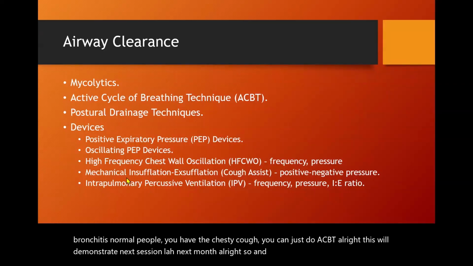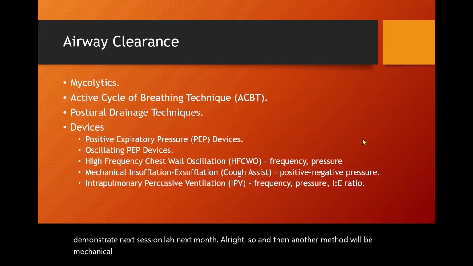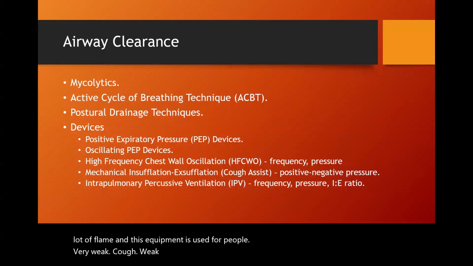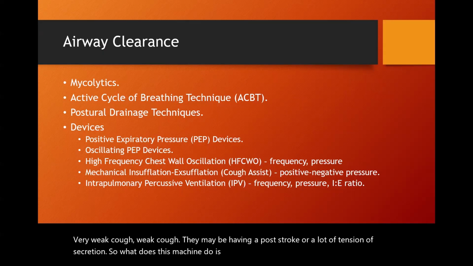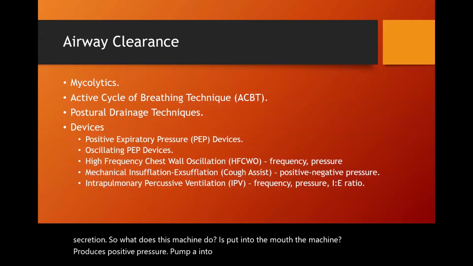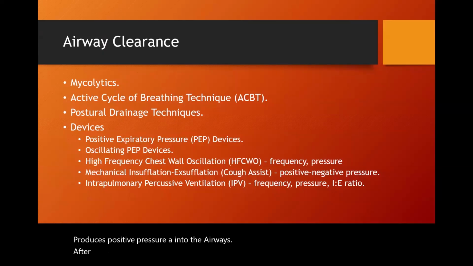Another method will be mechanical insufflation-exsufflation, the cough assist. This is equipment used when there's a lot of phlegm, for people who have a very weak cough, they may be having a post-stroke. So what does this machine do? It is put into the mouth. The machine produces positive pressure, pumps air into the airways. After several pumps, insufflation into the lungs, it will exsufflate, and then it will suck out the phlegm.